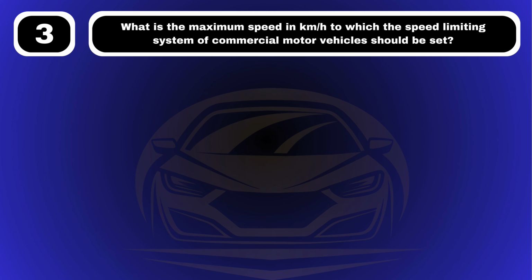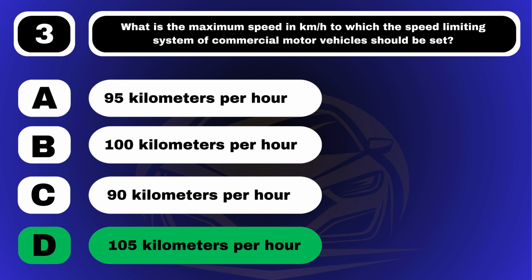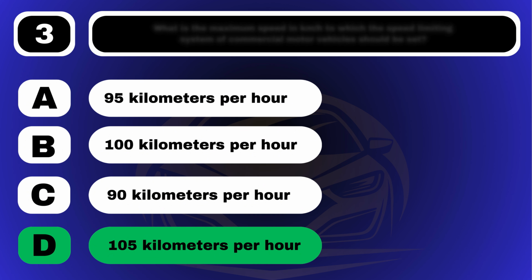Question 3. What is the maximum speed in kilometers per hour to which the speed limiting system of commercial motor vehicles should be set? A. 95 kilometers per hour. B. 100 kilometers per hour. C. 90 kilometers per hour. D. 105 kilometers per hour. The answer is D. 105 kilometers per hour.